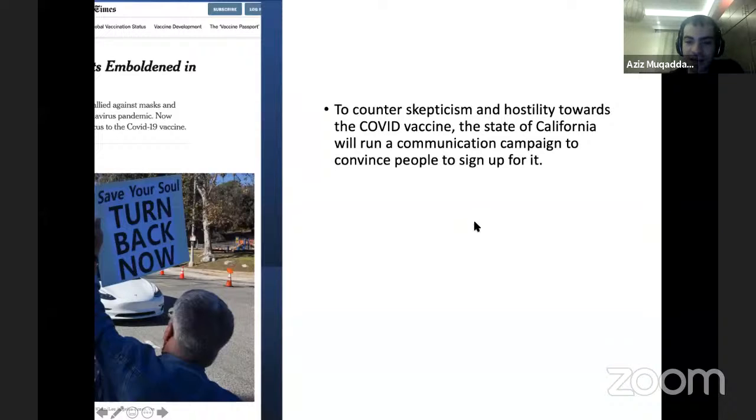So here's an example. Let's say the state of California is concerned about hostility towards the COVID-19 vaccination. You probably have heard what happened at Dodger Stadium. Some people were disrupting the event and harassing people and pushing them away. And so let's say the state of California wants to run a communication campaign to convince people, especially senior citizens, to sign up for it.